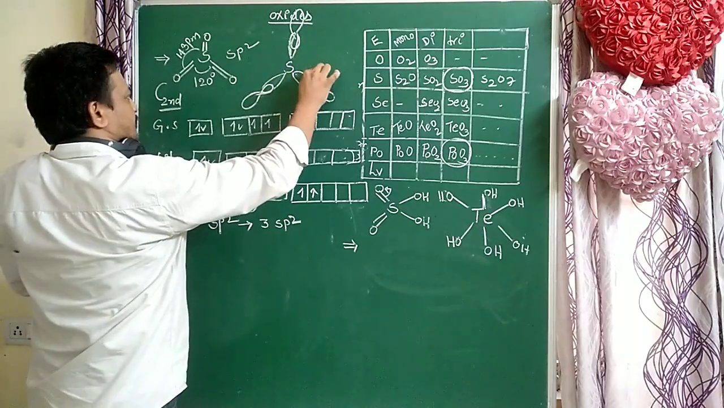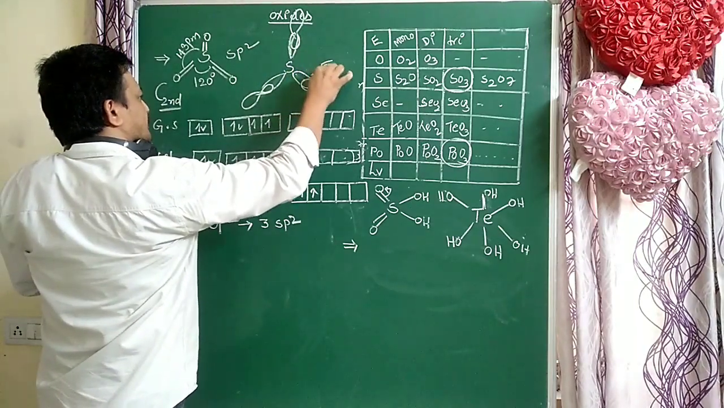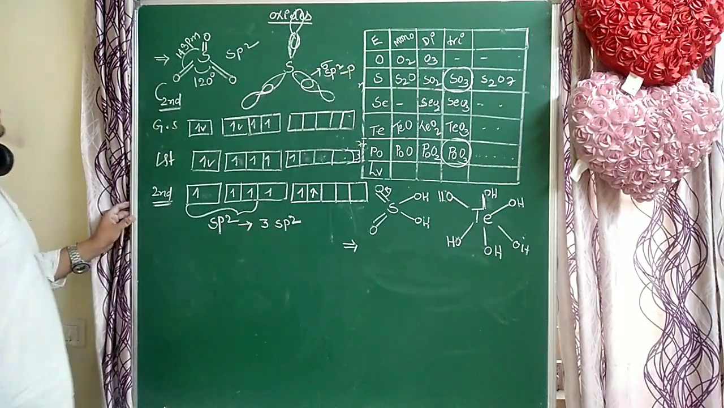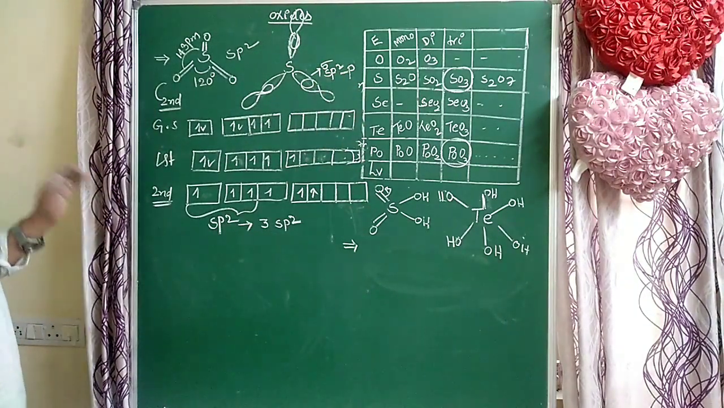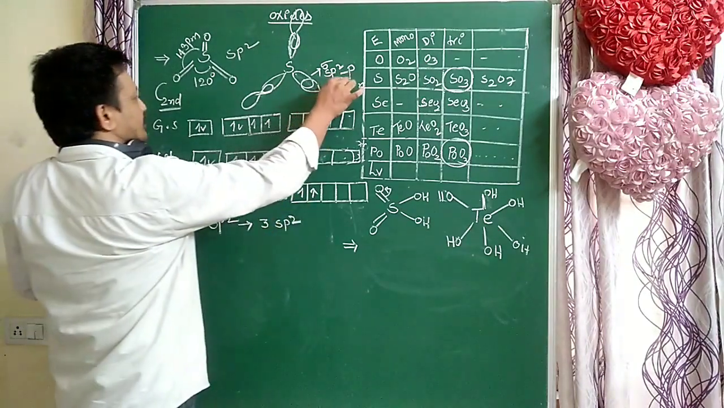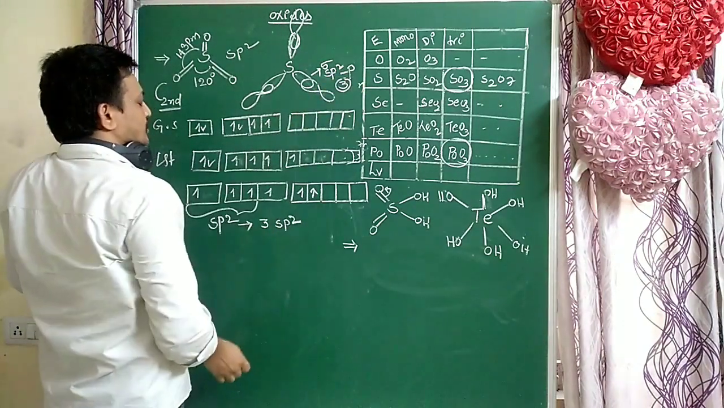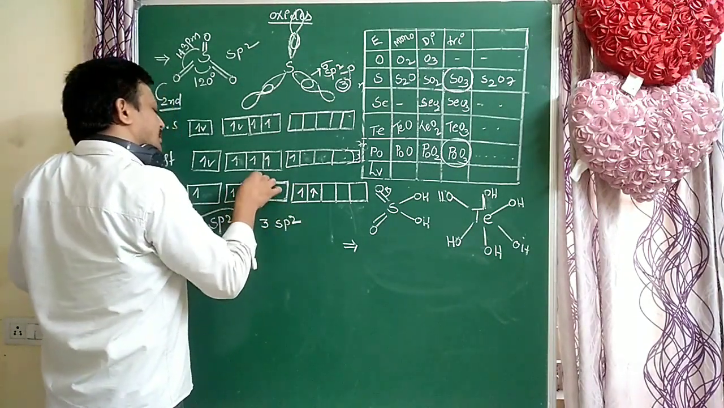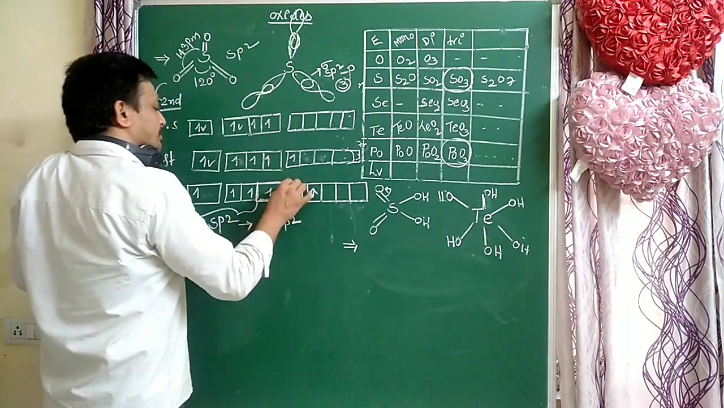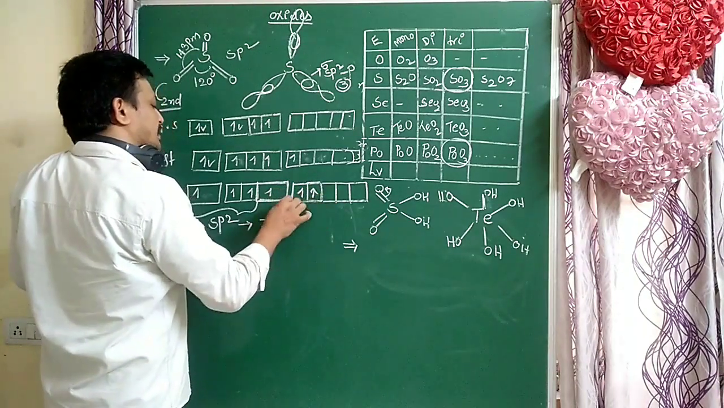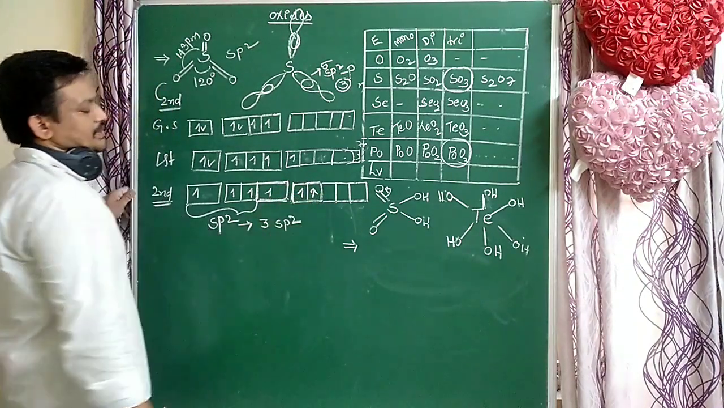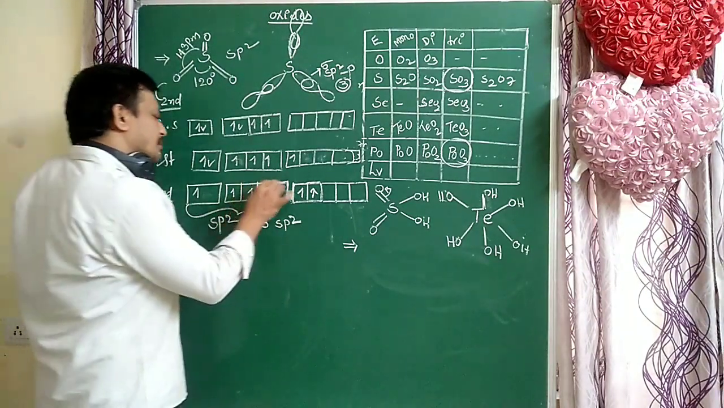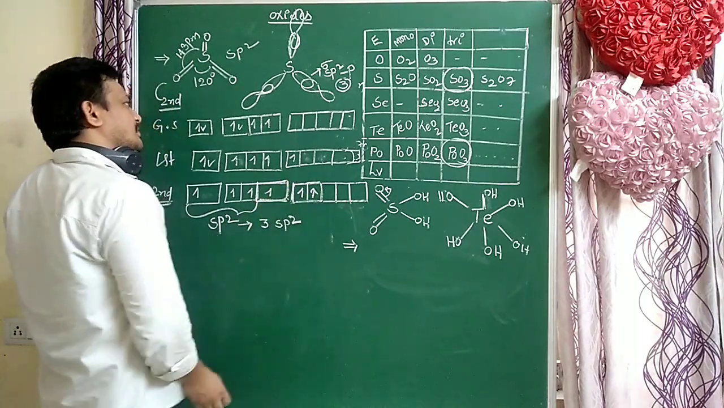Which type of sigma bond? Sigma sp2-p. Three such bonds are there. In sulfur's excited state, the remaining three unhybridized orbitals can form pi bonds. One of the orbitals is a p orbital, and the other two are d orbitals.